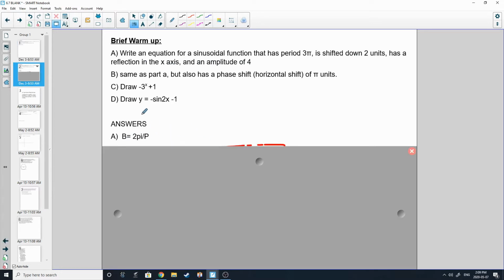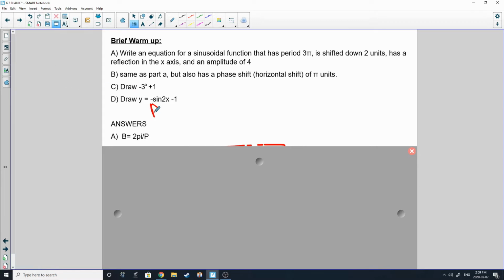So I'm just going to remind you that period is actually 2 pi over b. So if you solve for b, you're going to get that b is 2 pi over the period. Now they're telling us the period is 3 pi. So we're going to just pop it into this equation here, and we're going to go 2 pi divided by 3 pi. And you're going to get a b value of 2/3.